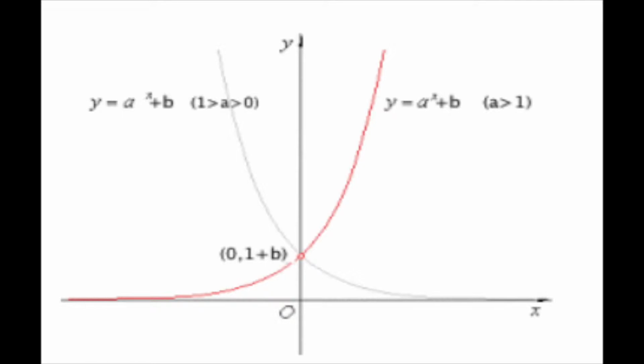Today we are going to talk about the exponential function. An exponential function can be written in the form of y equals a to the power of x plus b. The independent variable x can be any real number and is the exponent of a. a is what we call the base of the exponent.